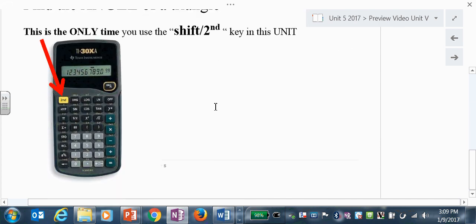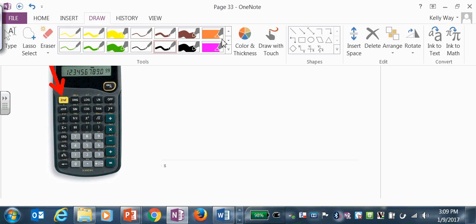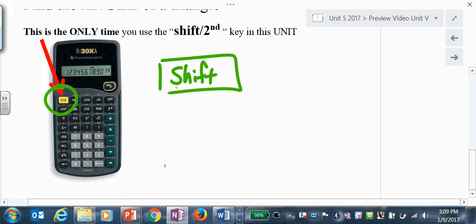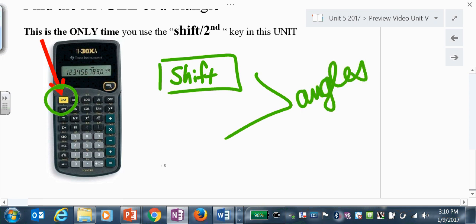Now on your calculators, this is the only time you're going to be touching what's called the second function button. In some calculators, it's the shift button. Make sure you can spot that on your calculator, second function or the shift. You only use this when you're looking for angles.